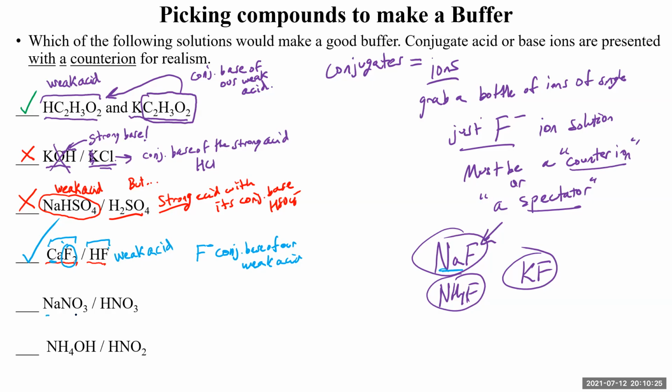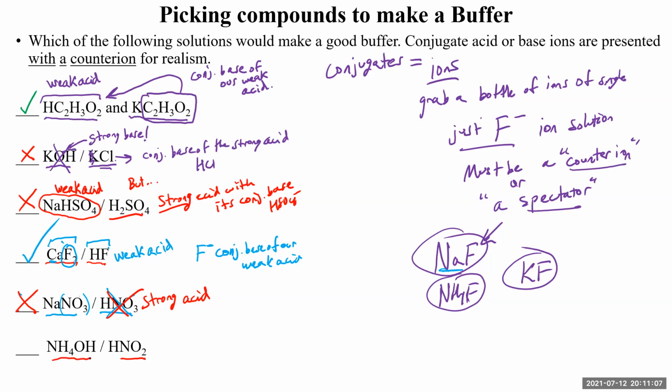We have sodium nitrate. Okay, that's not looking good because nitrate is the conjugate base of a strong acid, and there's the strong acid, nitric acid. This is out. You can't make a conjugate out of something that's strong. It just doesn't work. As soon as you see a strong acid or a strong base, it's out. And this is the conjugate base of that strong acid. But just because you have an acid and a conjugate base in combination doesn't make a good buffer. It must be weak.